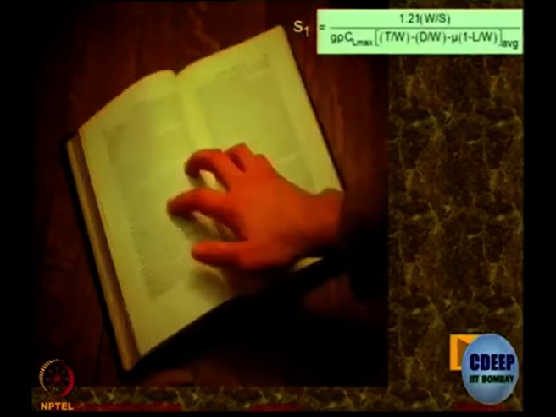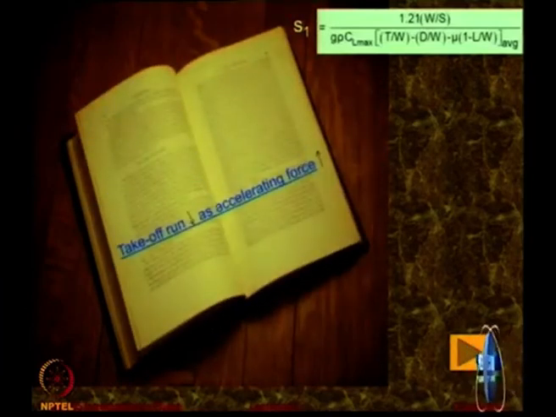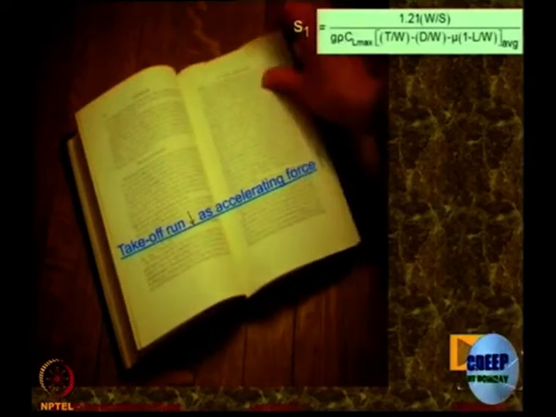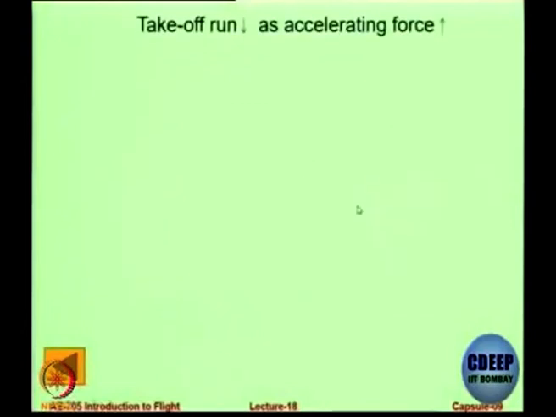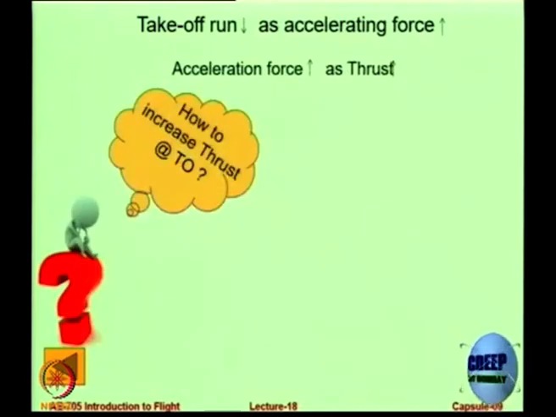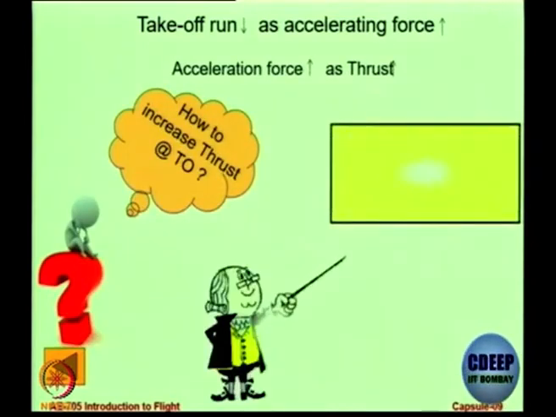So takeoff run also reduces as the accelerating force increases. This is a very interesting thing. Basically, the faster you accelerate, that means T minus D minus mu W. So how do you increase thrust at takeoff? There are many ways of doing it. The first way is using afterburners.